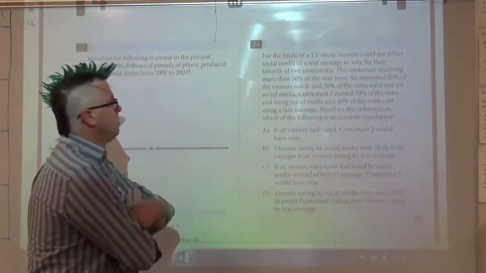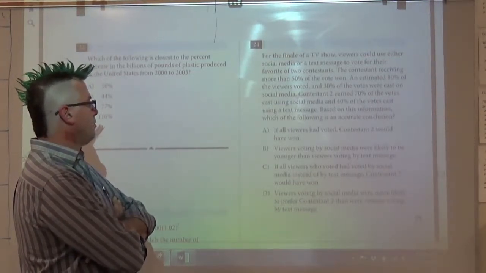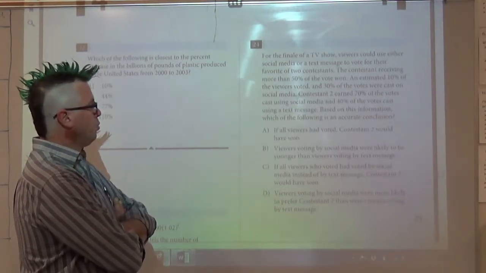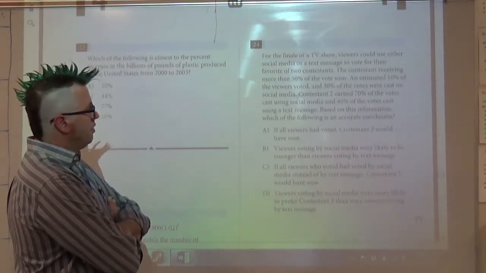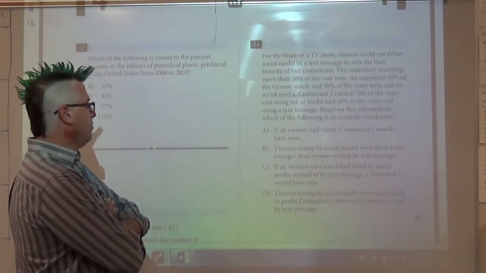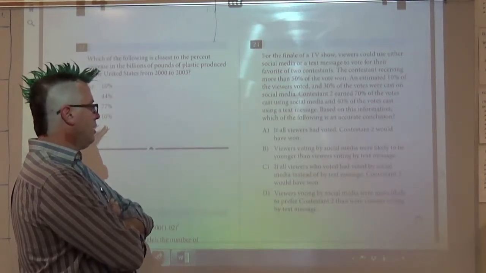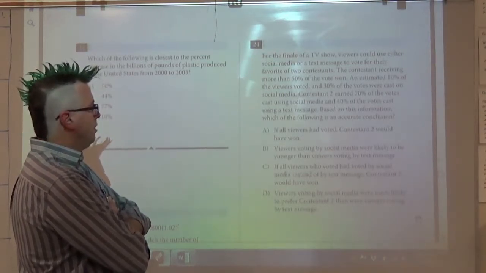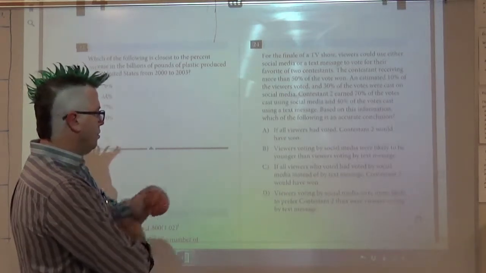For the finale of a TV show, viewers could use either social media or a text message to vote for their favorite 2 contestants. The contestant receiving more than 50% of the vote won. An estimated 10% of the viewers voted, and 30% of the votes were cast on social media. Contestant 2 earned 70% of the votes cast on social media, and 40% of the votes cast using a text message. Based on this information, which of the following is an accurate conclusion?